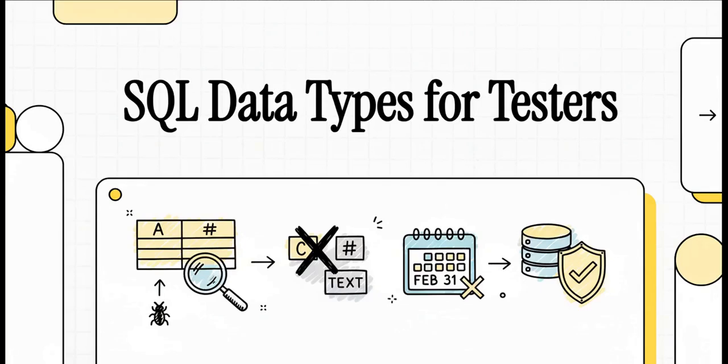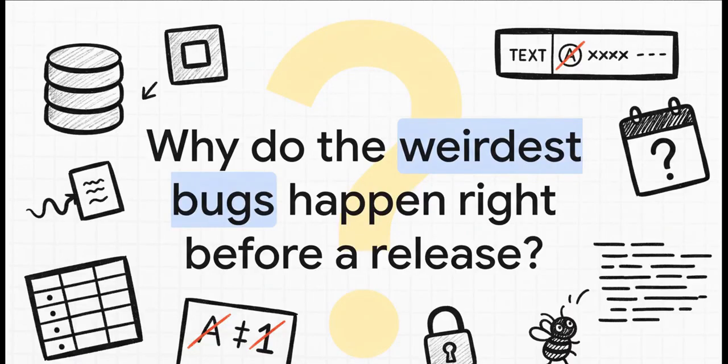All right, let's talk about a tester's secret weapon. We're going to unlock how to find those super sneaky bugs in your application by really understanding SQL data types. You know the feeling, right? We've all been there. It's the end of the sprint, you're just about to ship, and bam, some totally bizarre bug pops up out of nowhere.